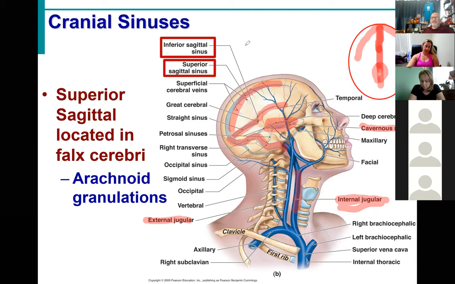Any idea what these lateral sinuses might be? These sinuses to the side? The right and left transverse sinus? There you go. Those are the right and left transverse sinuses. So we have all these big, huge sinuses in the cranial cavity to make it as efficient as possible to get the blood out of the brain and into the internal jugular. All right. Questions on that?